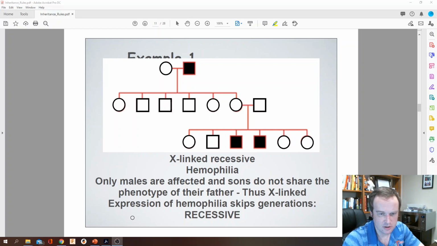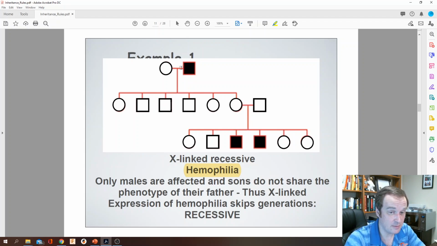Okay, the first example we're going to go over here is an example of X-linked recessive, and our example disease is hemophilia. As you can see from this pedigree, only males are affected, and sons do not share the phenotype with their father because they get that Y chromosome from their father. And because it skips a generation, it's X-linked recessive, not X-linked dominant.